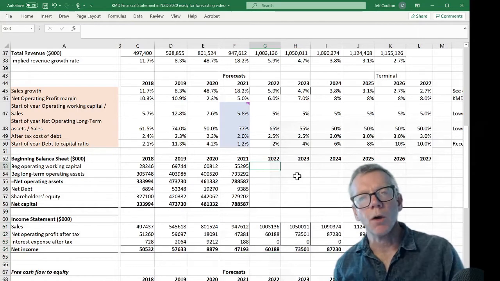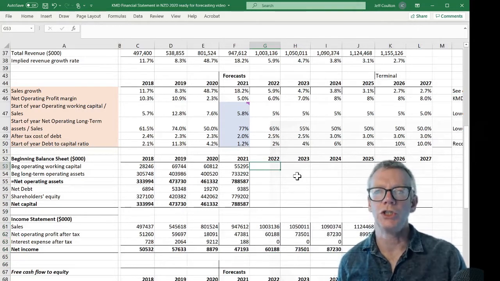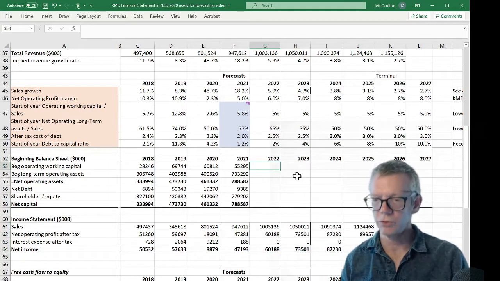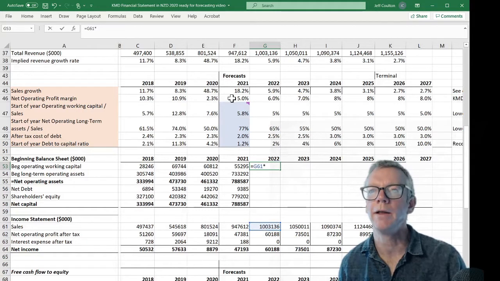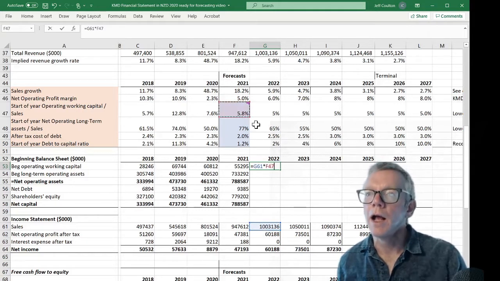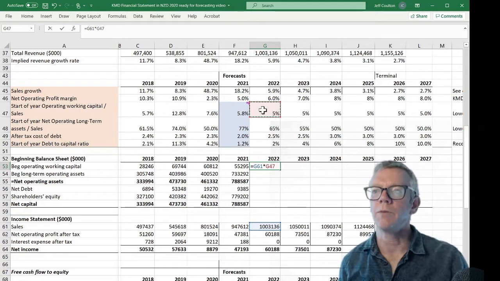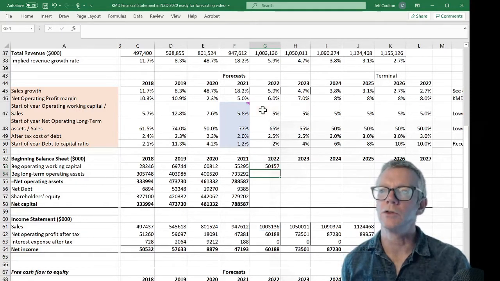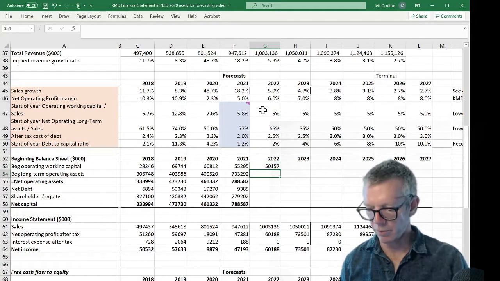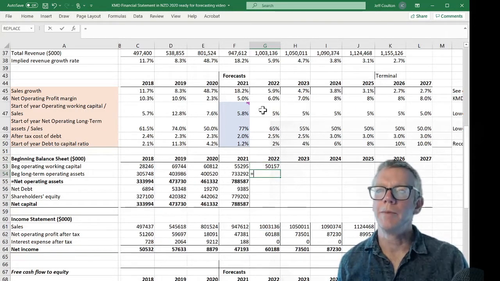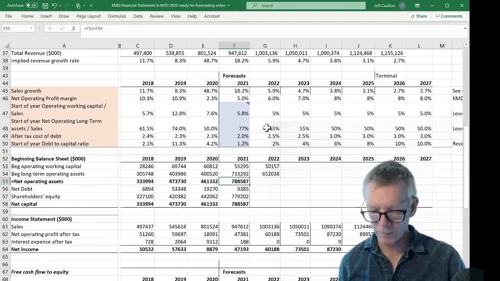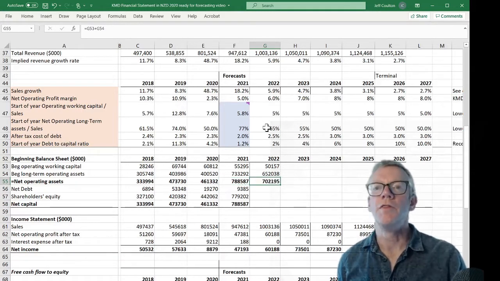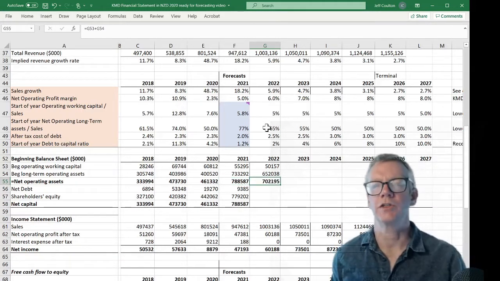The beginning operating capital that we're forecasting to generate our 2022 sales is going to be 2022 sales multiplied by 2022 start of year operating working capital relative to sales. 50,157 is our amount. Again, our long-term assets is going to be sales multiplied by our long-term assets ratio. We'll add those two things up. That will get us our net operating assets for the year.